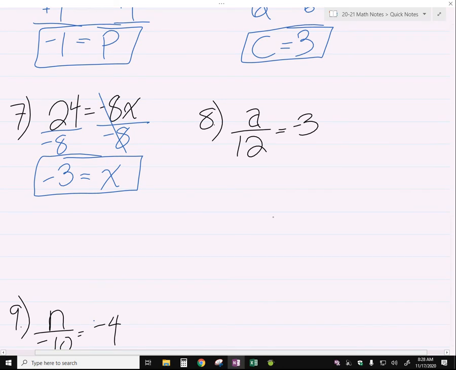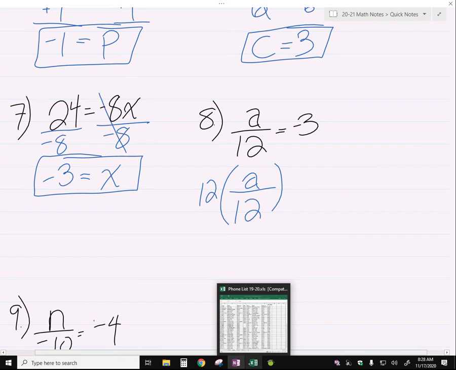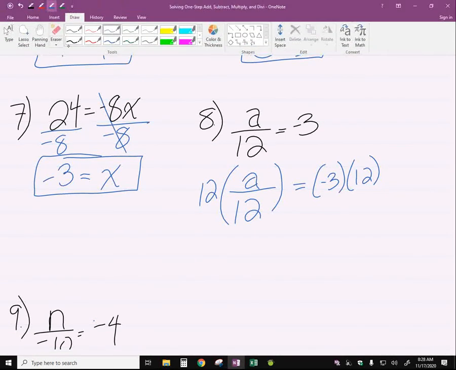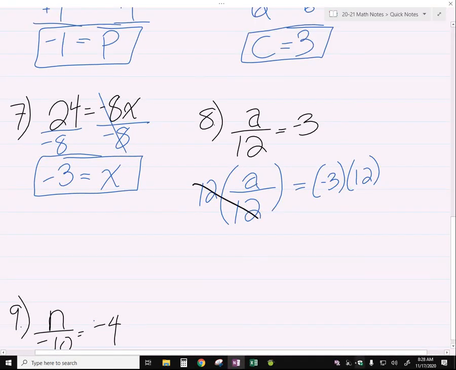But I have A over 12 times 12, or 12 over 1 could be another way to do that, equals negative 3 times 12. I put the parentheses there because that's another way to represent multiplication. The 12 on the A cancel each other out, so now I just have A.